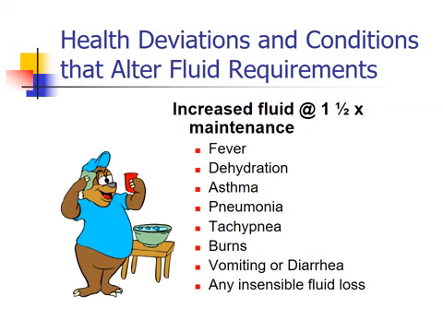So as I mentioned previously, different health deviations or conditions that alter fluid requirements, in which they would require 1.5 times maintenance, would be fever, dehydration. They might have a diagnosis of hypovolemia, nausea, vomiting. They could have asthma, pneumonia, tachypnea. And then they're losing fluid through insensible loss with these, as well as with burns.